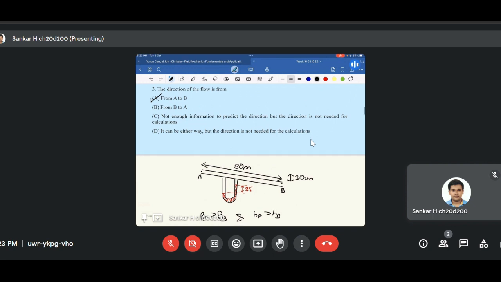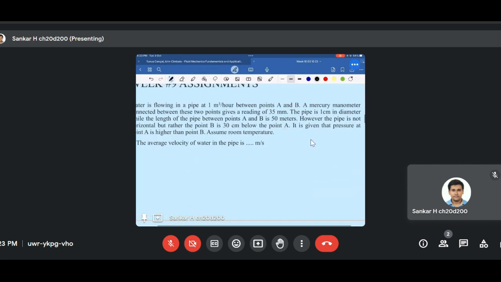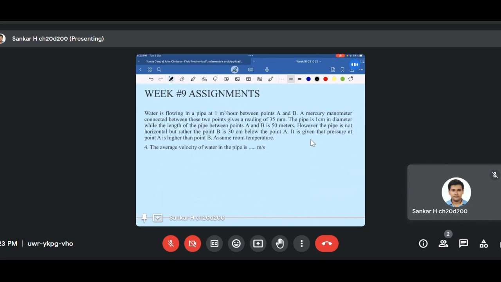Okay, let's move on to question number 4. We have the same part of the introduction given here, where water is flowing between these two pipes. You have to find the average velocity here. We can find the average velocity by considering the volumetric flow rate and dividing it by the area, which is pi d square by 4.